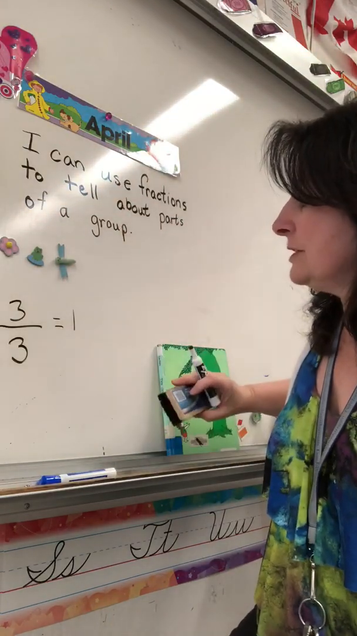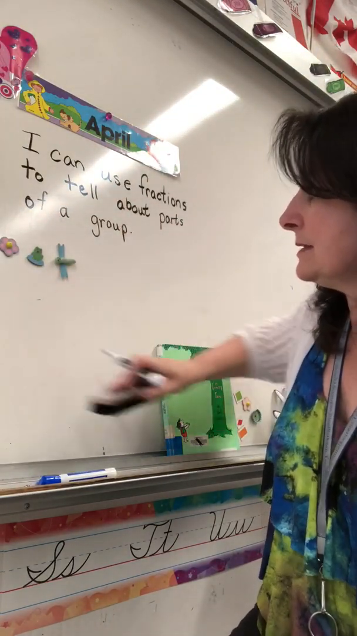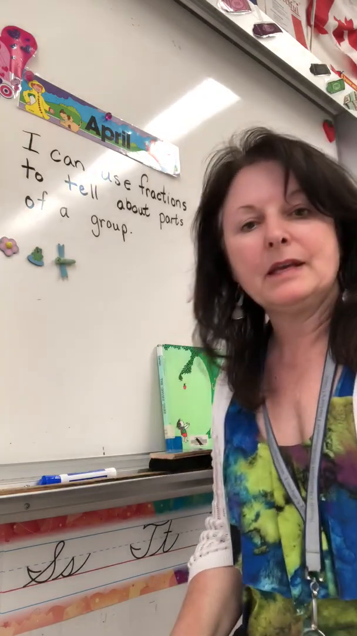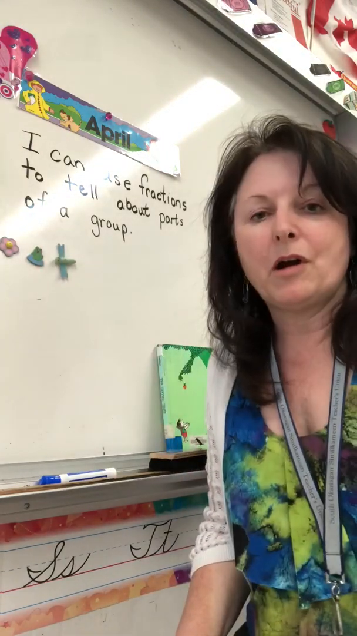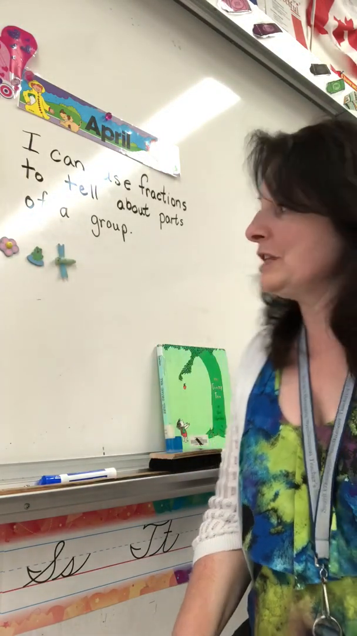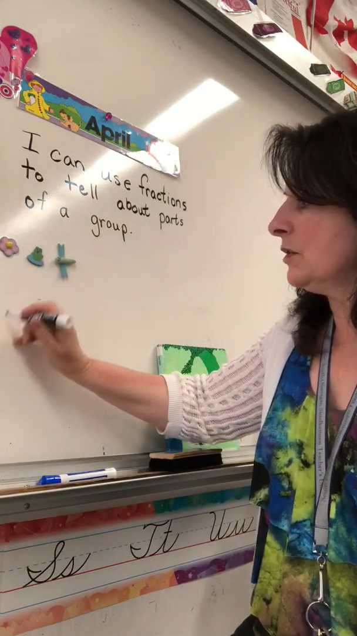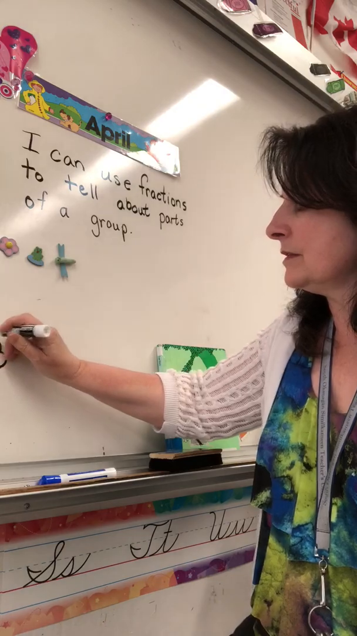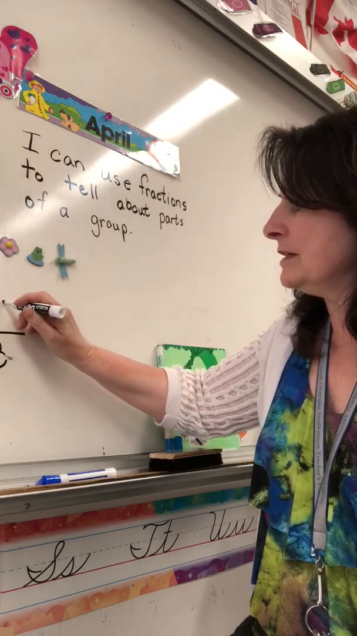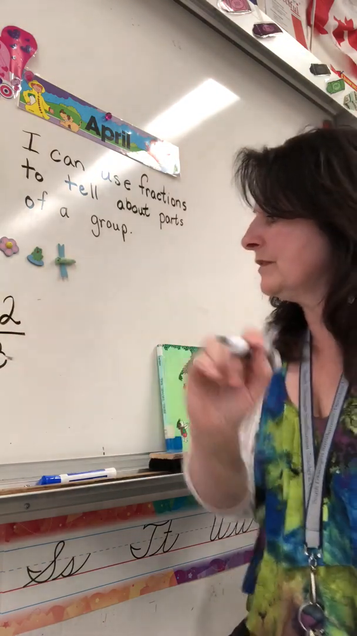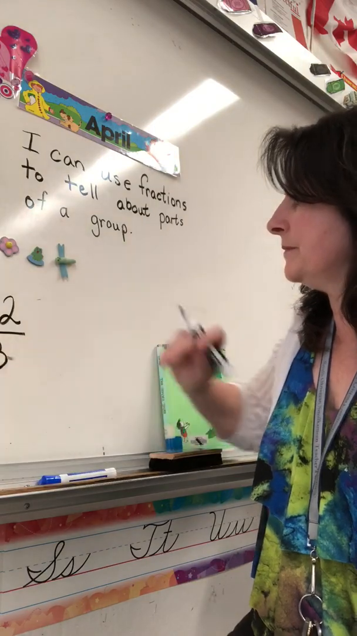But I'm going to change this around a little bit, and I'm going to say, well, how many of these objects in this group are green? If you take a look, you can see that the frog is green, and so is the dragonfly. So out of 3, there's my denominator, 2 of these are green. So I have 2/3 there that are green.